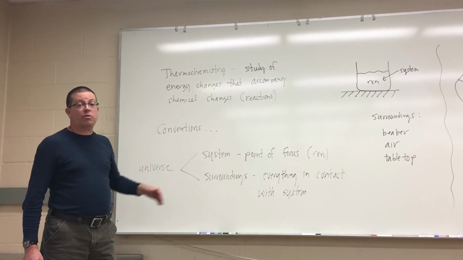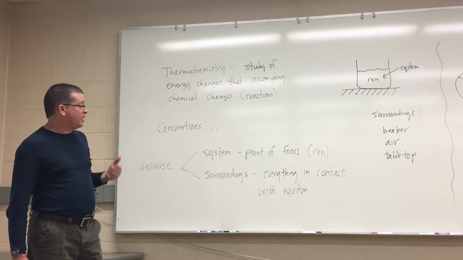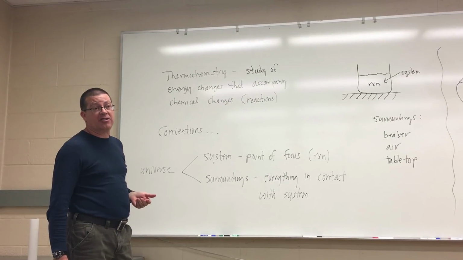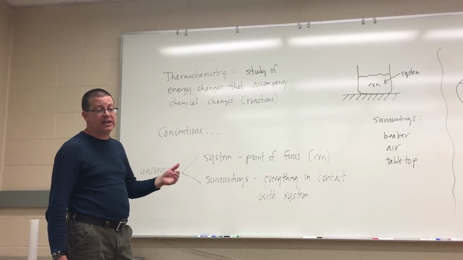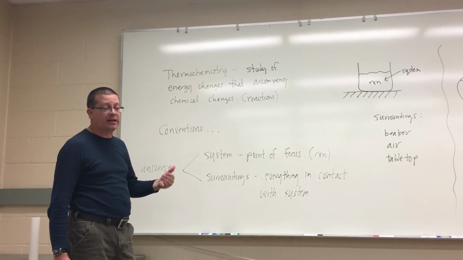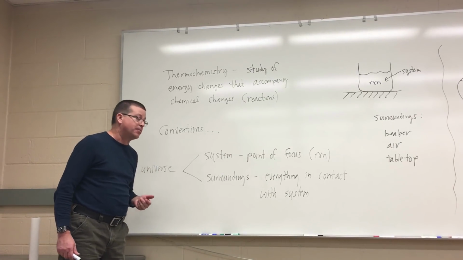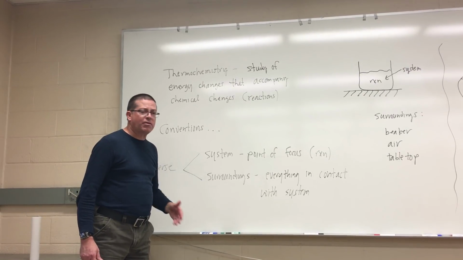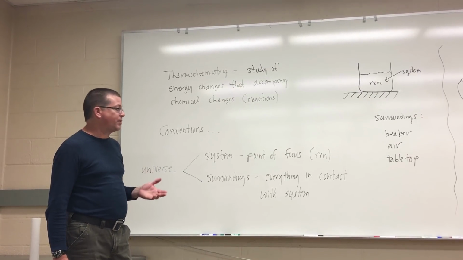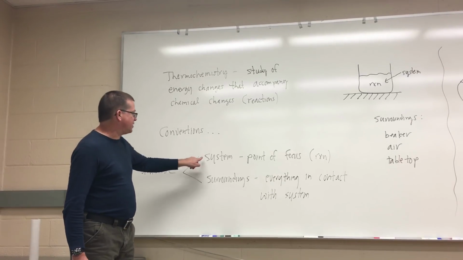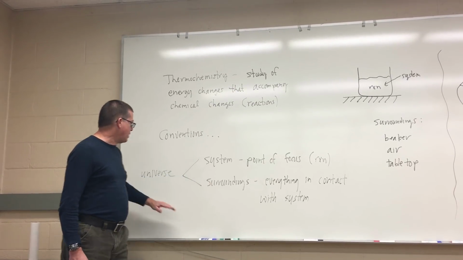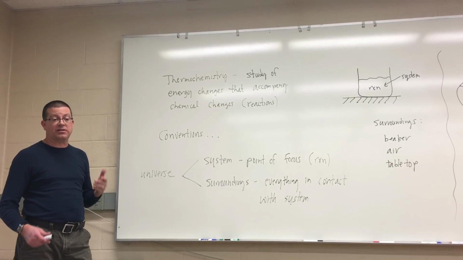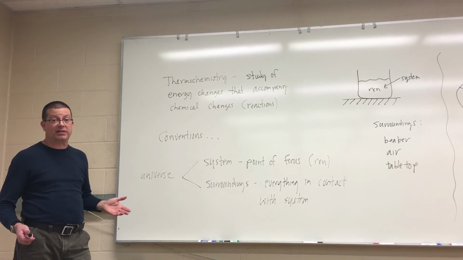So the system is always going to be our point of focus. If we're talking about a chemical reaction, then the system is that chemical reaction. That's where we want to focus, so we can see what the change in energy looks like from the point of view of that system. Now, we also have to think about the surroundings. The surroundings are everything else that is in contact with the system. When we put the system and the surroundings together, what we have is a quantity called the universe. So the universe is the system plus the surroundings.